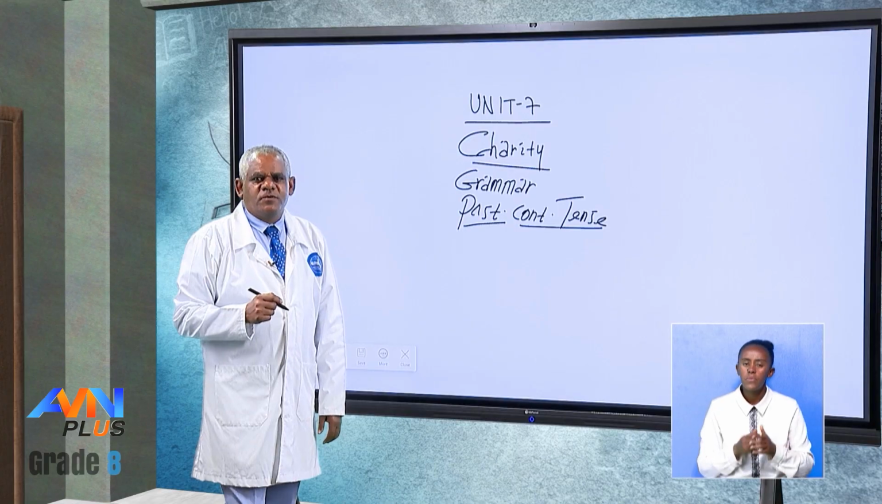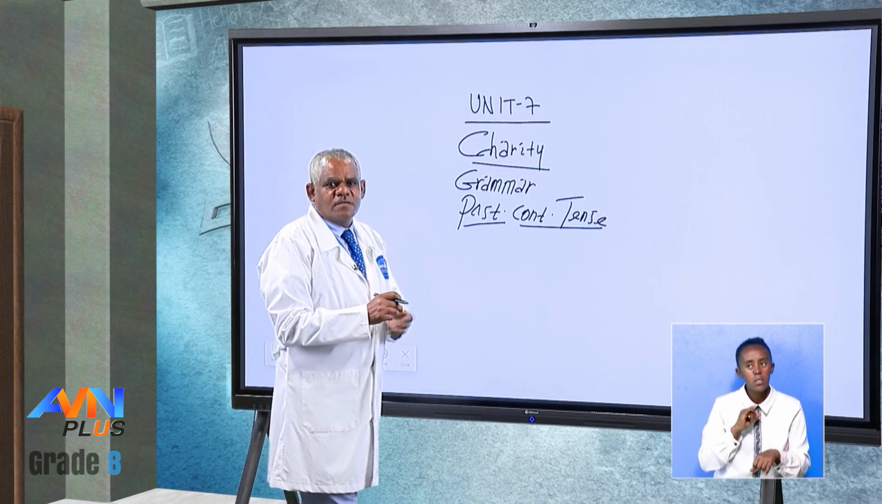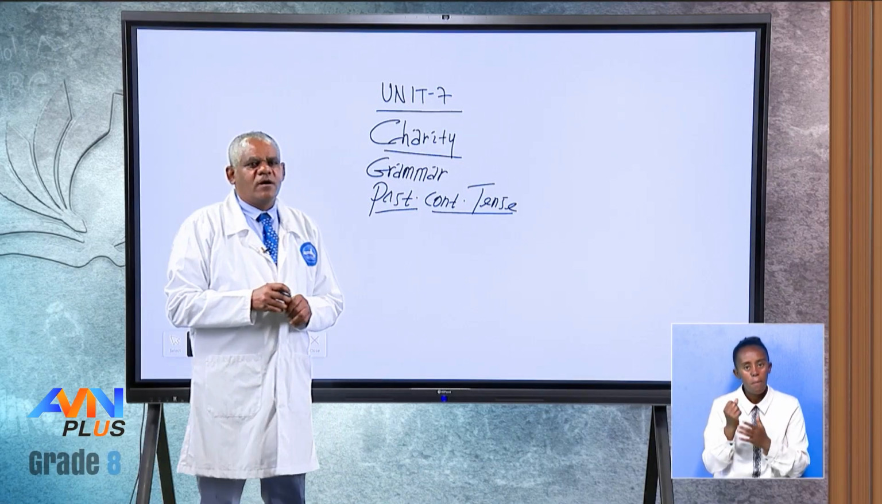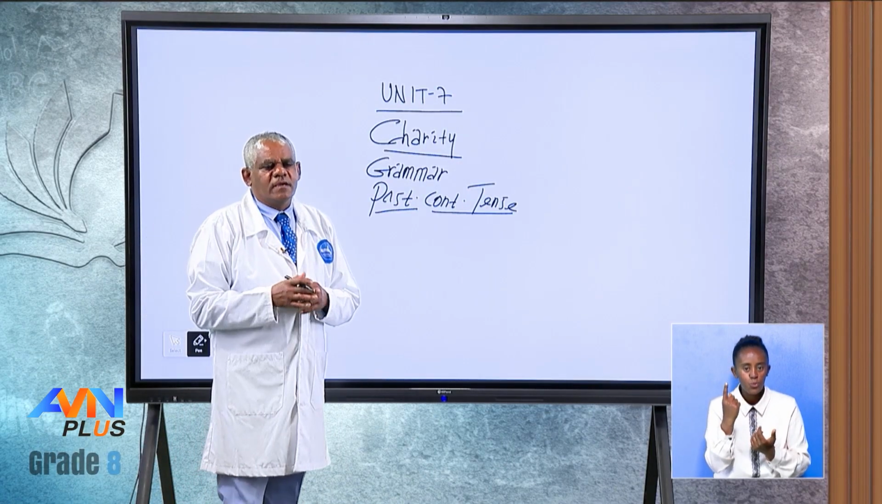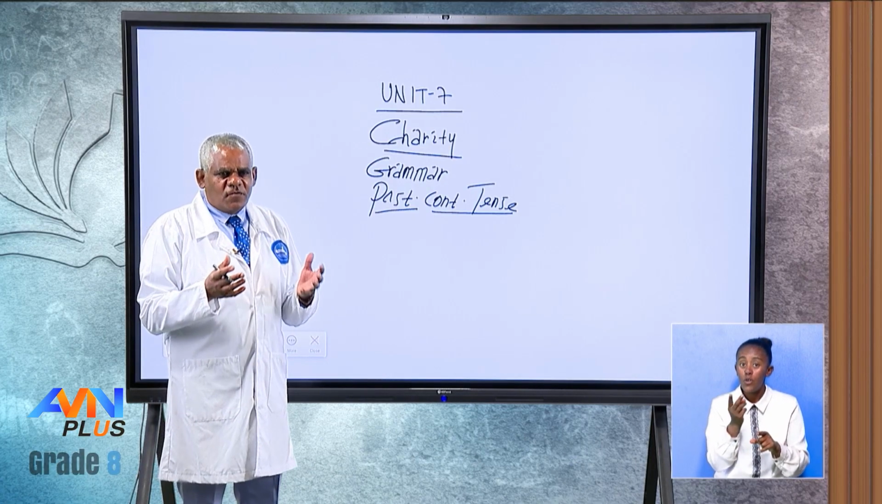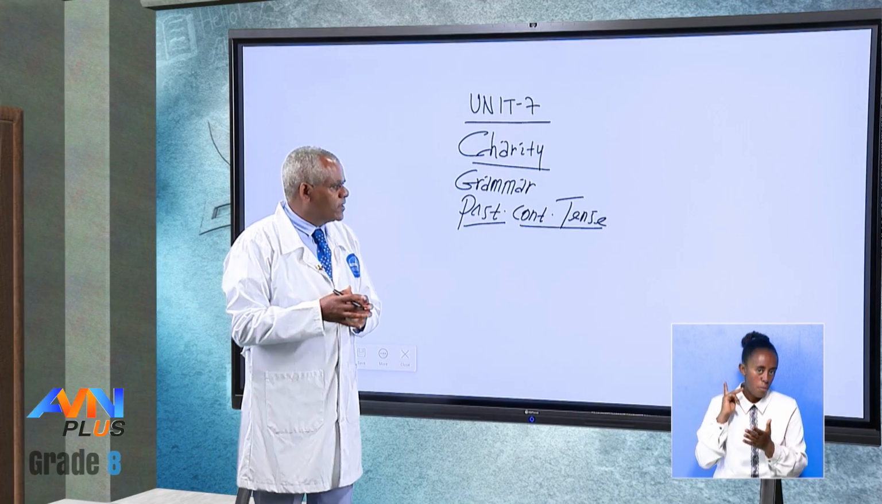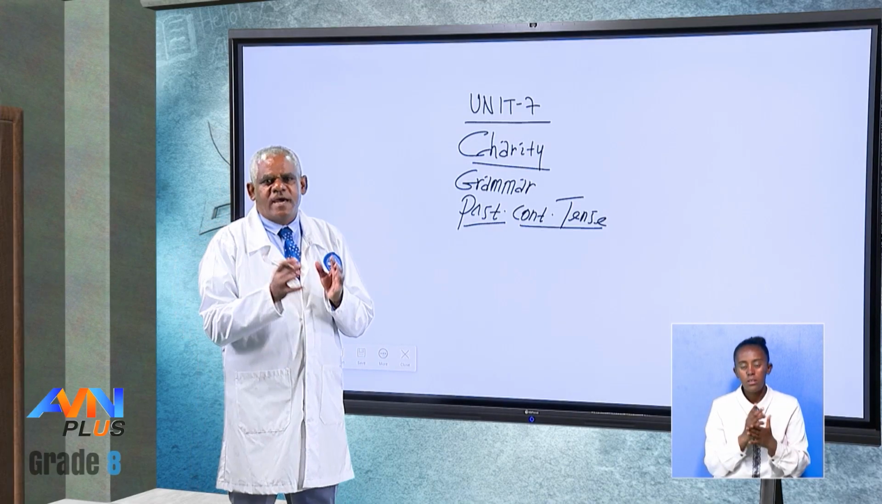What is the difference between the simple past and the past continuous tense? I would like to talk about your understanding, the way you understood the meaning, the similarity and the difference of the two tenses. Of course, they are both similar. They are talking about the past, whereas the only difference that exists between the two tenses is this.